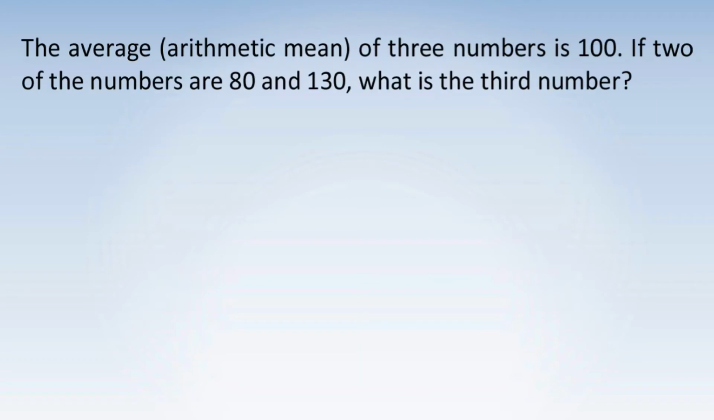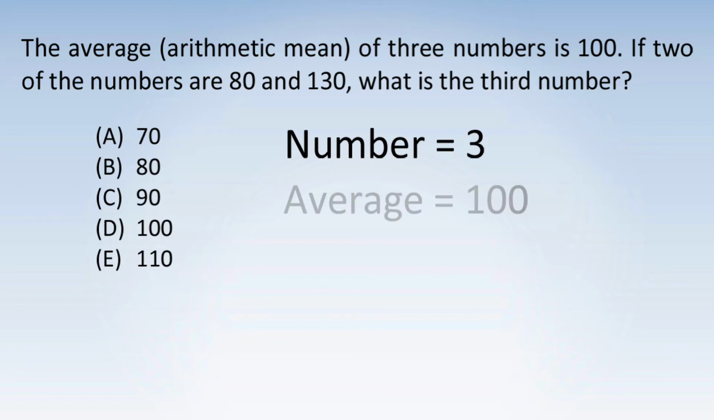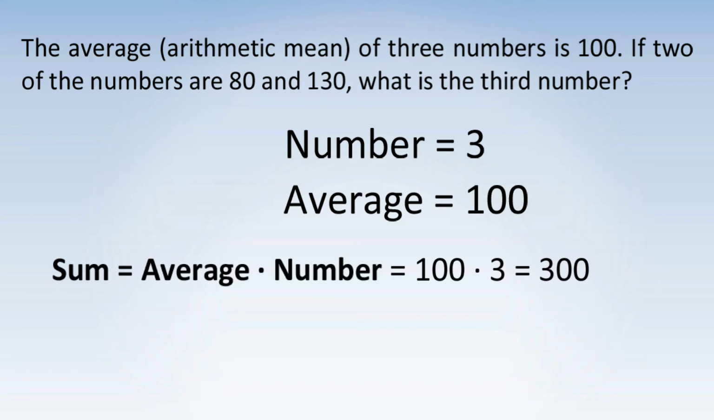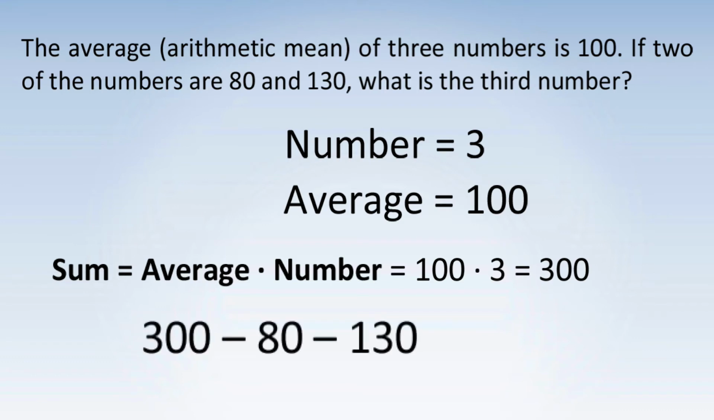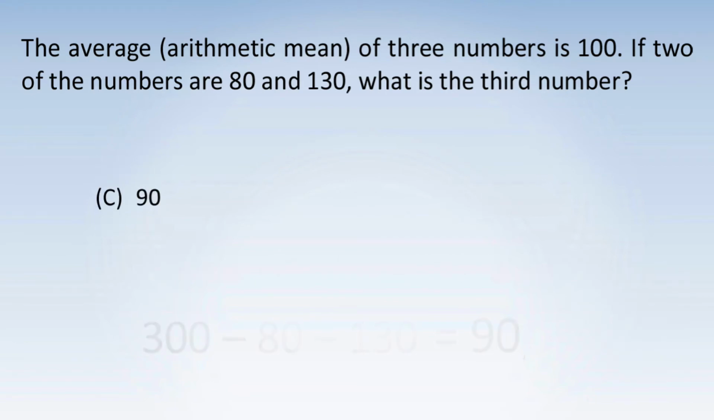Let's try an example. The average of three numbers is 100. If two of the numbers are 80 and 130, what is the third number? Okay, so in this case, we are averaging three numbers. So the number is 3. The average is given to be 100. So the sum of the three numbers is 300. Since two of the numbers are 80 and 130, the third number is 300 minus 80 minus 130, which is 90. This is choice C.